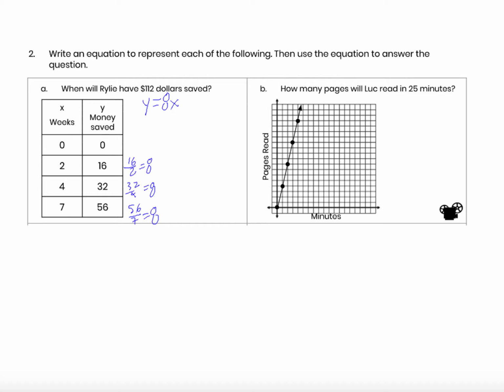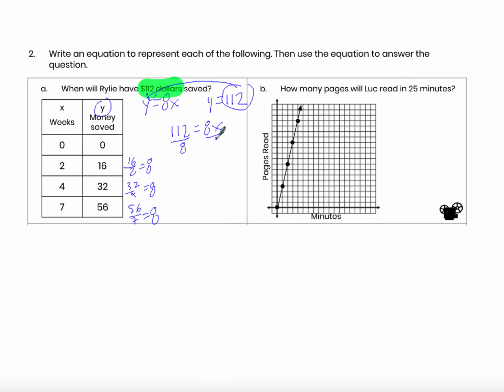I'm asked, when will Riley have $112 saved? So $112, dollars, tells me that I'm given y. So I'm given that y equals 112. I'm going to plug that 112 into the equation: 112 equals 8x. And then I'm going to figure out what x is. So what value of x makes this equation true? That'll tell me how many weeks will allow Riley to have $112.